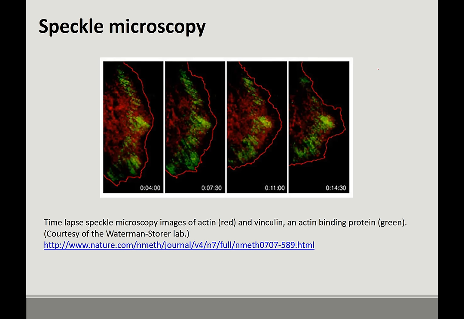Here's a different example of speckle microscopy, and this is why I said this can be done with live cells. So here's the cells at 4 minutes, 7.5, 11, and 14. Unless those are seconds. For now, it's pretty fast. Might be seconds. I don't know. I guess we could look at the paper. Anyways, this has actin in red and an actin binding protein, vinculin in green. And so you can watch the cell change shape over time with speckle microscopy.